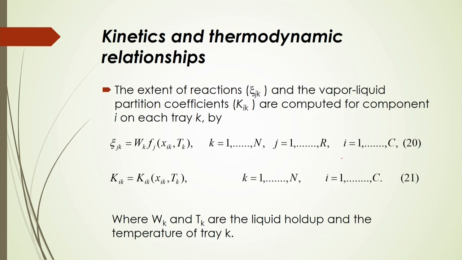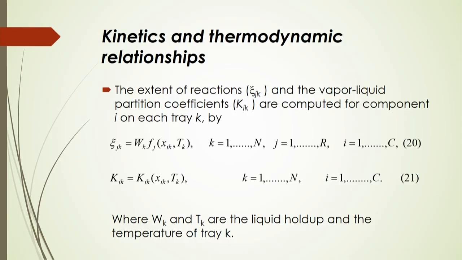Now, after that you have to consider the kinetic and thermodynamic relationships: the extent of reactions j, and the vapor liquid partition coefficients, that is k I k. Those can be computed for component I on each tray by equations 20 and 21, where W k and T k are the liquid hold up and the temperature of the tray at k.